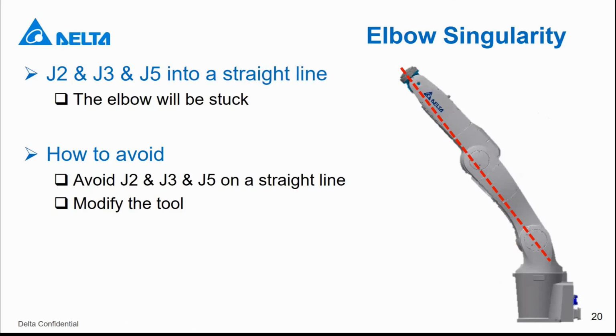And next is elbow singularity. For this one, you need to avoid joint 2, joint 3, and joint 5 being in a straight line. Otherwise, the elbow part will get stuck. So how to avoid it? Don't let joints 2, 3, and 5 be on a straight line. And maybe also modify the tool, because usually in this situation the tool is not long enough. If you make the tool longer, then you can solve this situation.